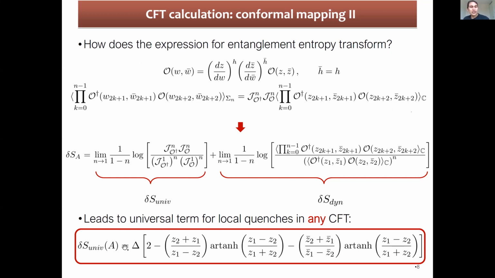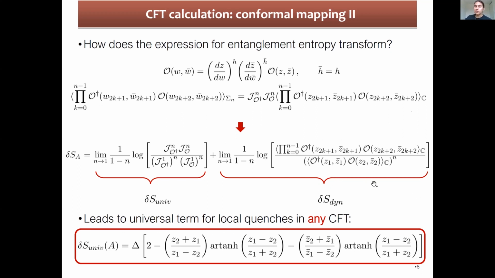So I'm omitting here the details, but this is very easy to compute. The first term, the universal term, you just take a bunch of derivatives to compute these Jacobian factors. You plug them there, and then you get a universal result for any CFT. This is the universal piece.